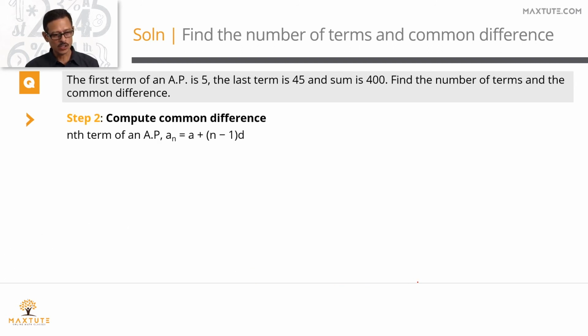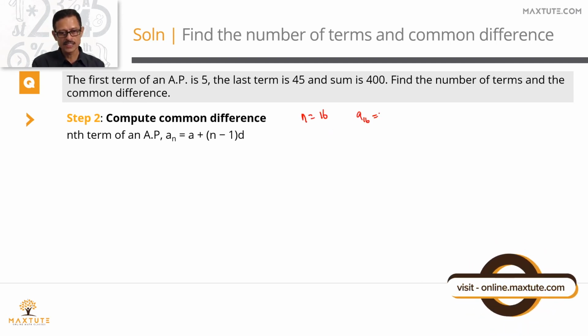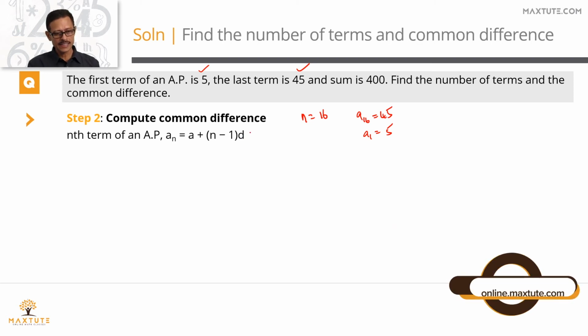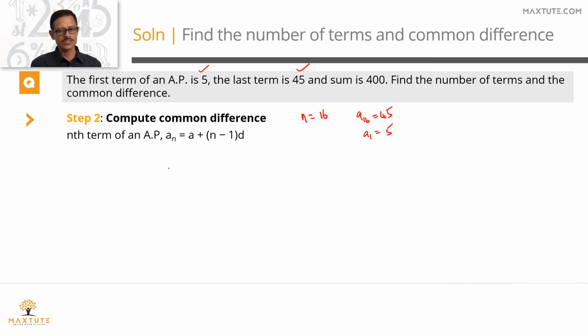Now we need to find out the common difference. What all do we have? We know n is equal to 16, which means the last term is going to be A16. That is the 45. The first term A1 is equal to 5. The last term is the 16th term. First term is 5. We need to find out D. So let's plug in all these data into this.